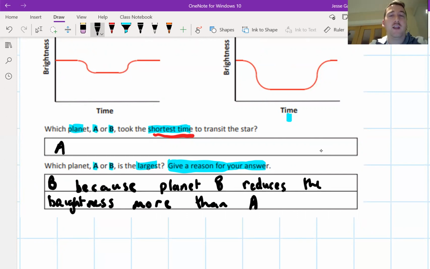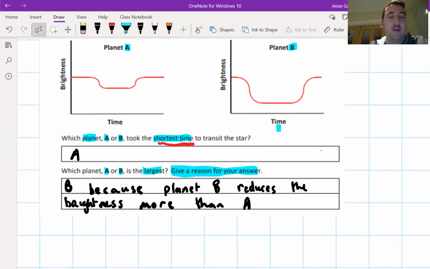Now, there's a couple of different ways you can write that. You might have worded it slightly different. You might have said planet B because B is less bright than A. You might have said planet B because A is brighter than B. Like I said, there's a couple of ways you could word it, but it should mean the same thing. So examine your answer, see what you have written, does it mean the same thing?